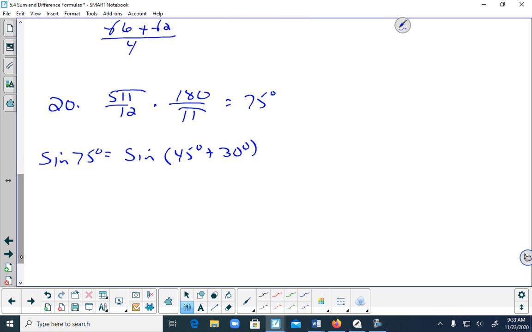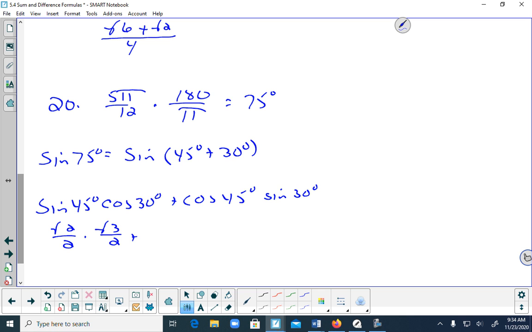So to do the sine formula, I'm going to do the sine of 45, cosine of 30, plus cosine of 45, sine of 30. So square root of 2 over 2, square root of 3 over 2, square root of 2 over 2, 1/2. So I end up with the square root of 6 plus the square root of 2, all over 4. That is for the sine.